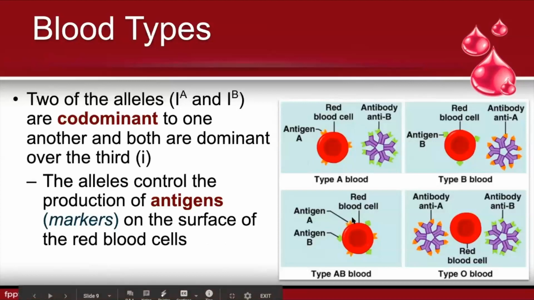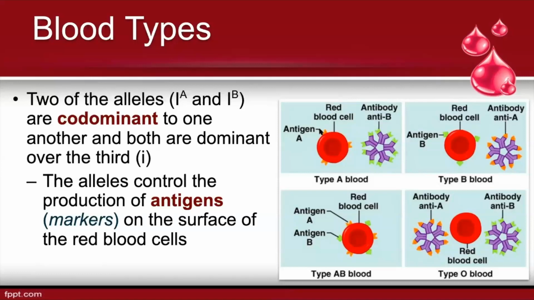AB is an example of codominance like your sickle cell. Both are expressed, so this cell will have both shapes, the A shape and the B shape. O doesn't have either of those two shapes. It does have other marker proteins on its surface, but they're not ones that cause an immune response, so we don't concern ourselves with them in genetics. Okay, so A and B are codominant with each other, but they are dominant over i. And you can refer to these as marker proteins, proteins, glycoproteins.